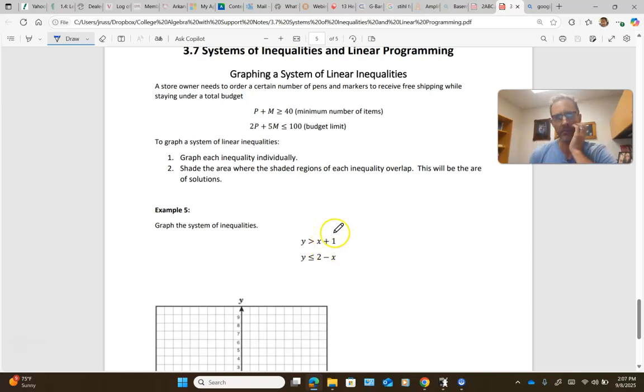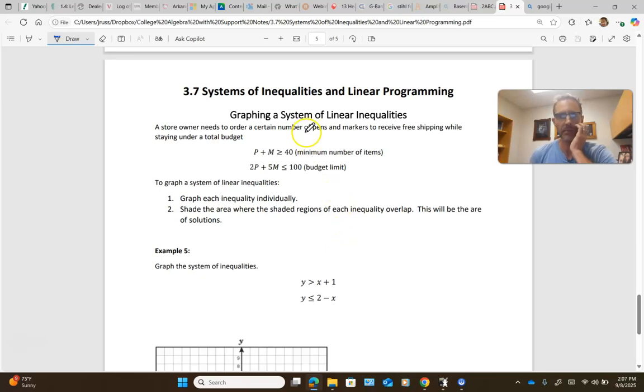Now let me give you a little bit of motivation behind this. So here's an example in which we might be interested in solving a system of inequalities. Let's say a store owner needs to order a certain number of pens and markers, and these could be anything really. It doesn't have to be a store owner, it could be you. A minimum number in order to receive free shipping, okay? So you have to buy at least so many, while also, you've got this additional restraint here, while staying under a total budget, okay?